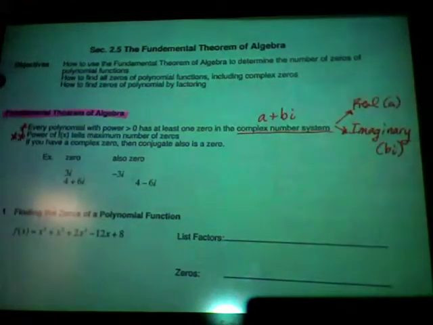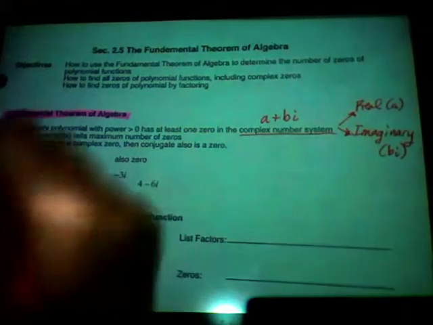So that's what this one is saying. The power of the function tells you the maximum number of zeros, and that's your highest degree term. You need to pay attention to that, because that tells you how many zeros you're looking for, because now we're finding all of them, including the imaginary ones. And the last one says if you have a complex 0, meaning something that has an imaginary number to it, then the conjugate is also a 0. So that's kind of a handy thing to know.